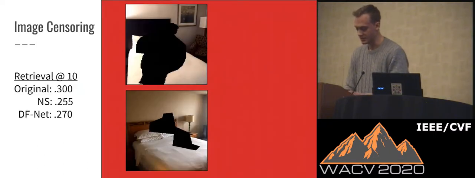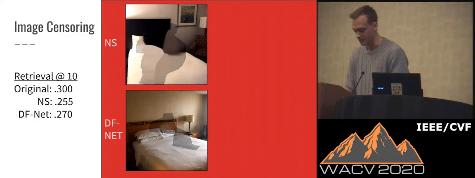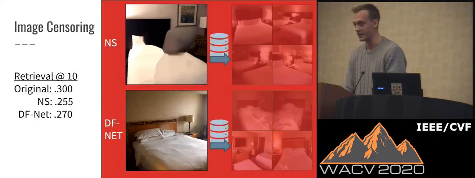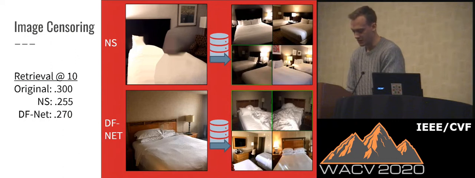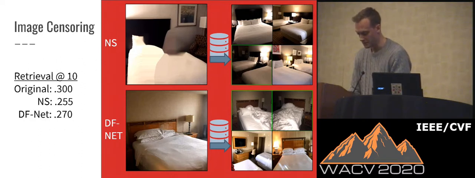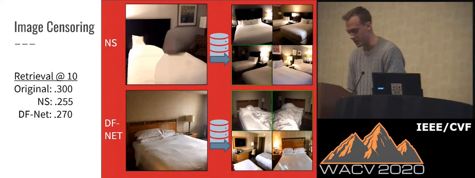Our evaluation metric is the percentage of searches that include at least one image from the same hotel as the query out of the K search results. On the left are the results for when K equals 10 for the original image, and images using the Navier-Stokes algorithm, and those generated by the Deep Fusion Network. On the right are some of the search results for these two inpainted images, with a green border indicating a correct retrieval.